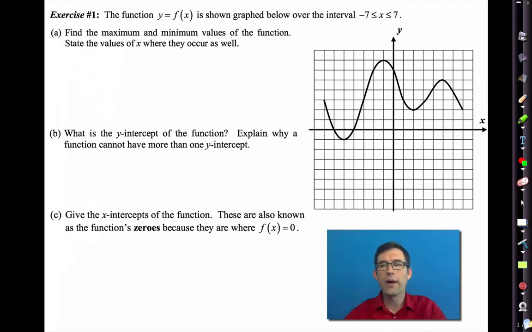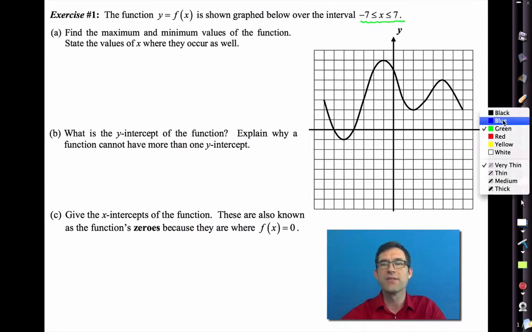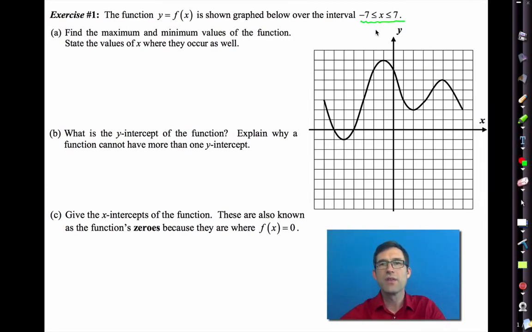It says the function y equals f of x is shown graphed below over the interval -7 is less than or equal to x, which is less than or equal to 7. Just as a side note, when somebody gives you this sort of notation, what that tells you is what the function is defined over. Those are the values of x that we can put into the function, and we've got nothing outside of -7 to 7. So let's take a look at letter A. Letter A asks us to find the maximum and minimum values of the function and to state the x values where they occur as well.